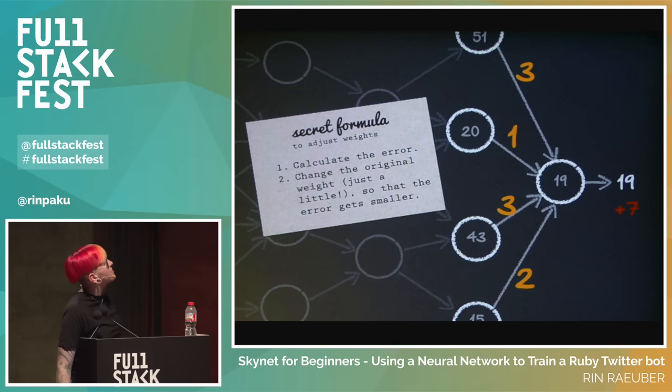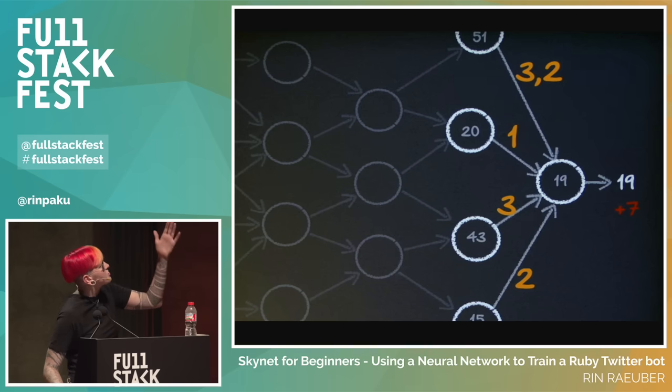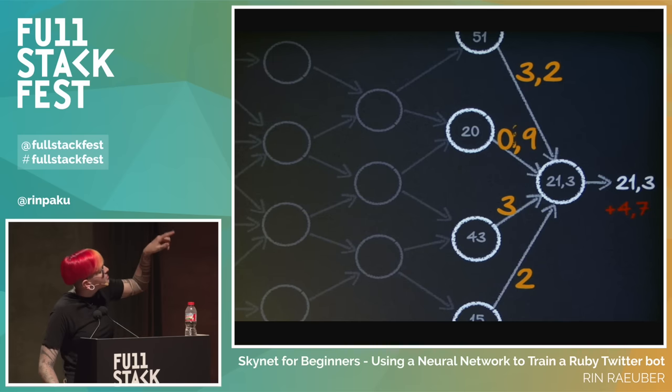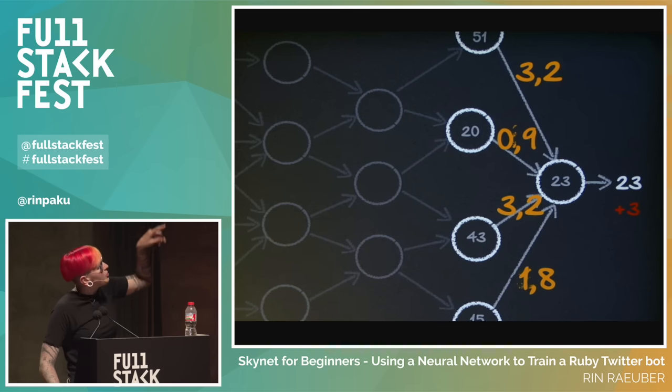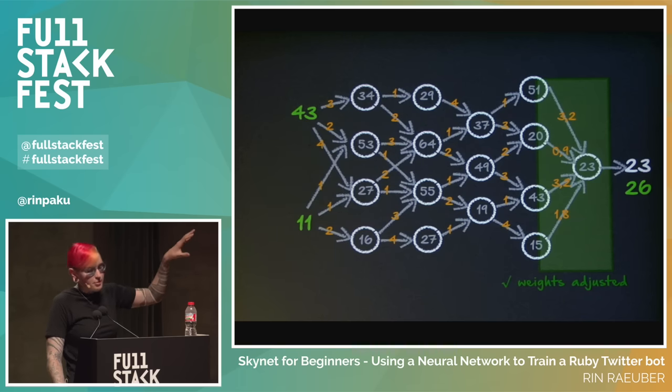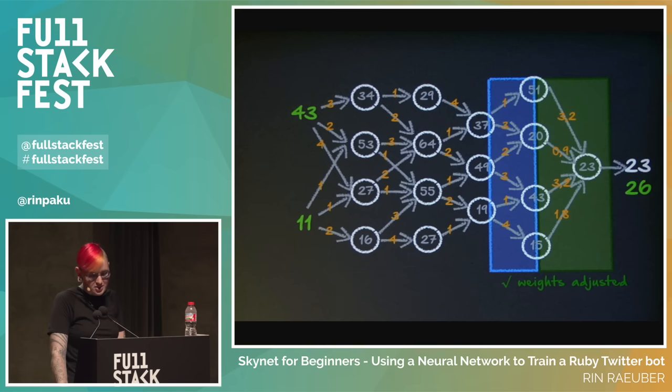And now we change the original weight, but just a little, to get closer to the result we expect. So for this example, I'm just changing the 3 up there to a 3.2. And then the error gets smaller and we get closer. And I do the same thing for all of these other weights. And when I'm done with adjusting these weights, in this case, my error is already just half of what it used to be. So that was that back part. We adjusted the errors there, and now we're going on just like that.